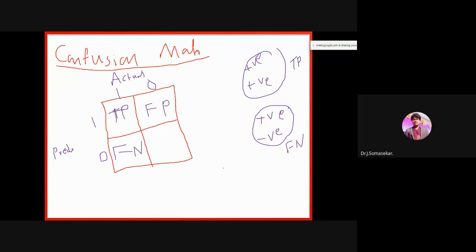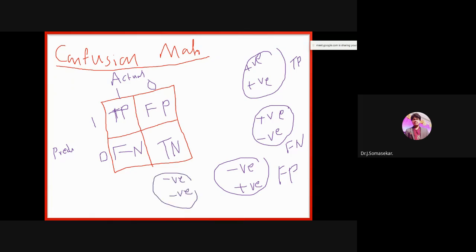What does false positive mean? The actual data is negative, but my model predicted that the person has COVID positive. So that is called false positive. Next, the actual data is negative, and my model also predicted negative. That's why this is called true negative, TN. These terms are a little bit confusing, don't worry, that's why I'm giving an example. The method also detected negative. This is called the confusion matrix.